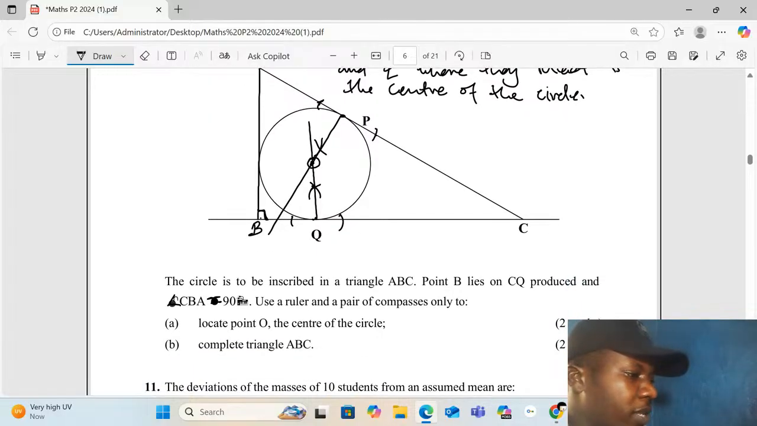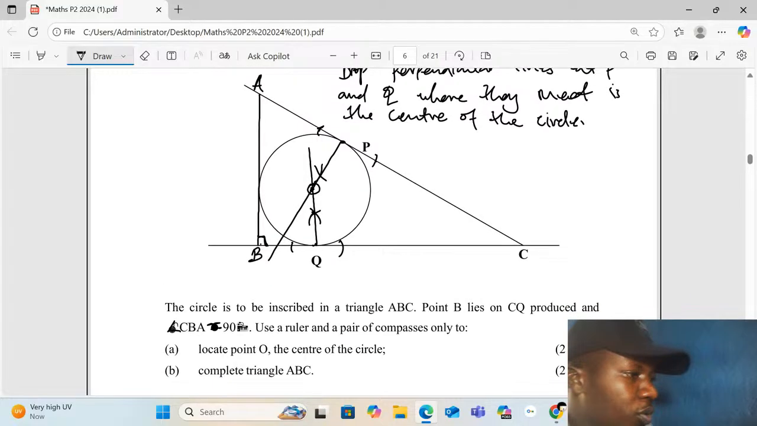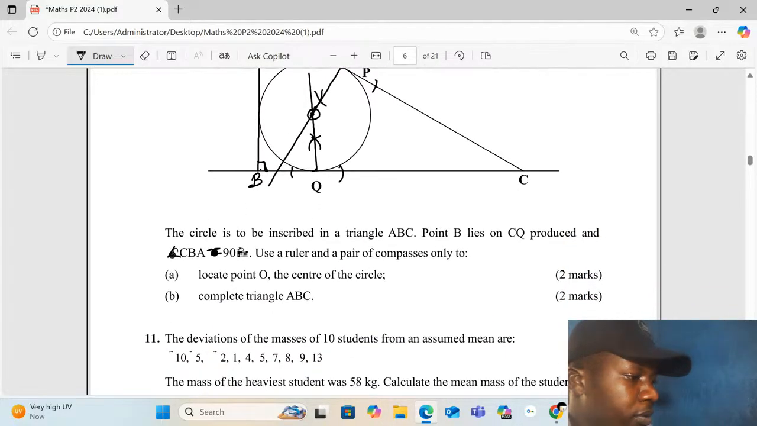So then complete the triangle. Then you've completed your triangle, and you have your point O, which is the center of the circle. That's simple. Then you get your good marks. Now, that was it. Let us move to question number 11.